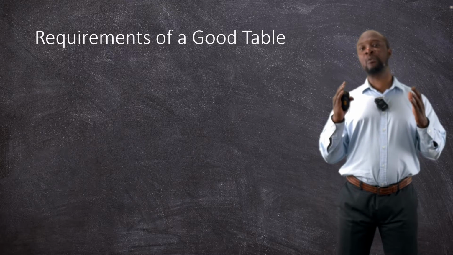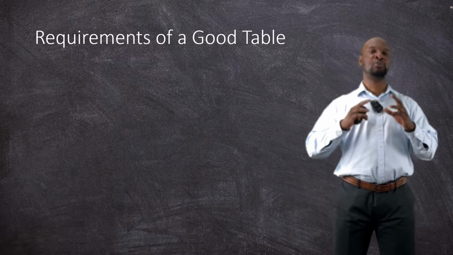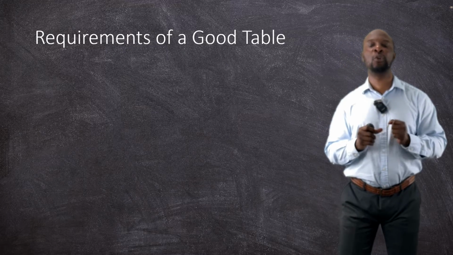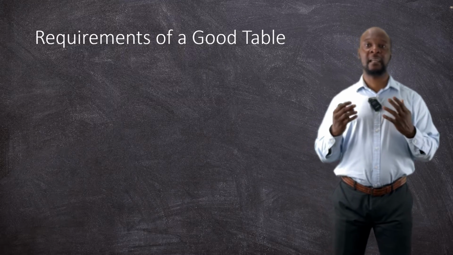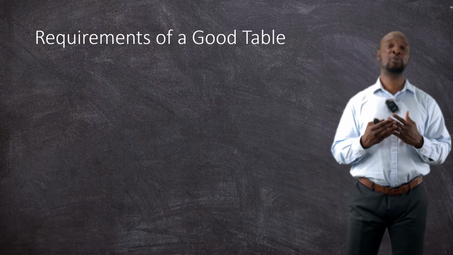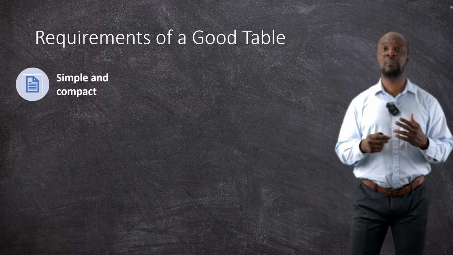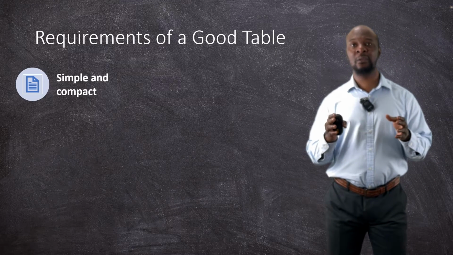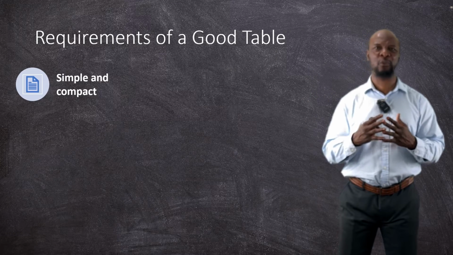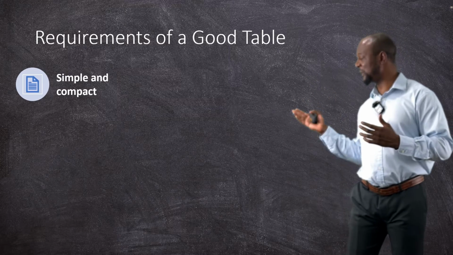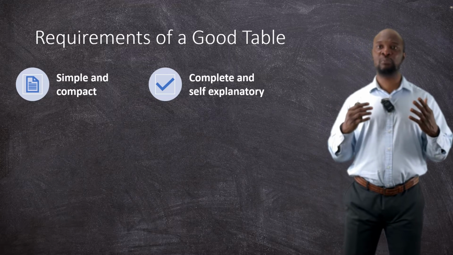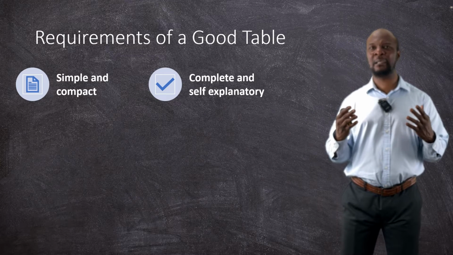So we now go into the requirements of a good table. For you to draw a table, put the table down and use the table as a guide to help you with statistical analysis, you have to fulfill some basic requirements. Number one is that the table needs to be simple and it needs to be compact. You don't want a table that is too large, difficult for people to understand. So it needs to be simple and compact, okay? The next thing is that you should make sure the table is self-explanatory, right?